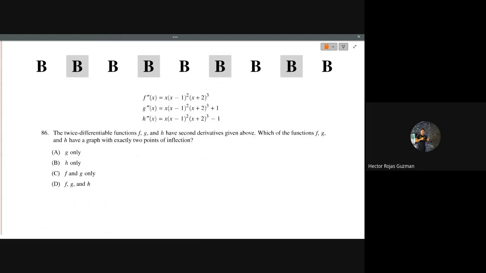The twice differentiable functions f, g, and h have second derivatives given above. Which of the functions have a graph with exactly 2 points of inflection?